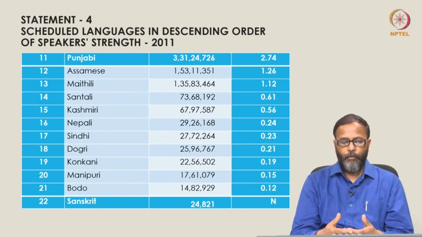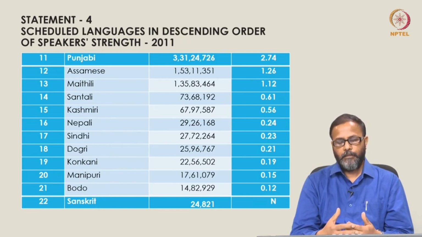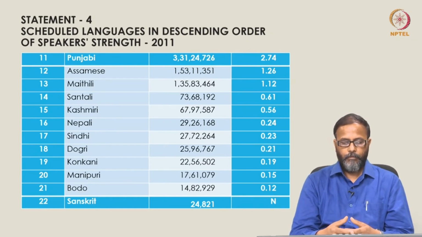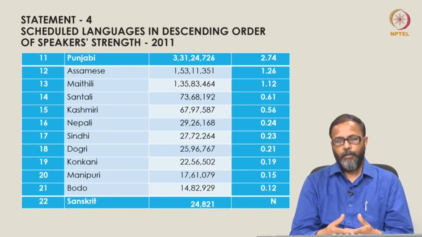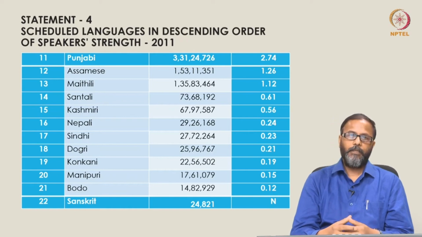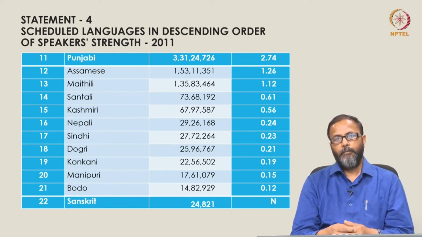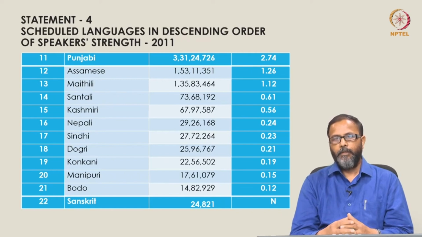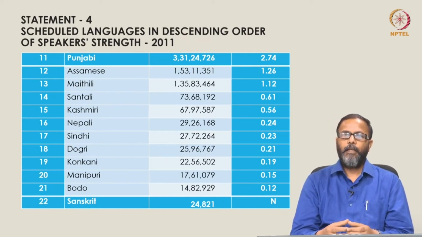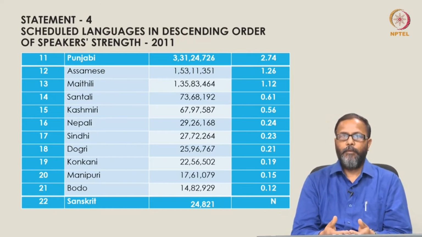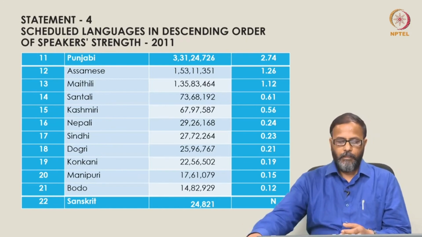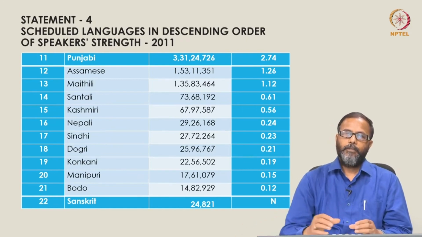Konkani 22 lakh 56,502, Manipuri 17 lakh 61,079 speakers, and Bodo 14 lakh 82,929. Interestingly, Sanskrit speakers we have 24,821, and the percentage is negligible. So, this is the list of 22 scheduled languages.